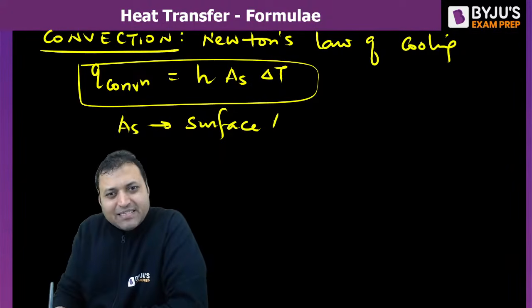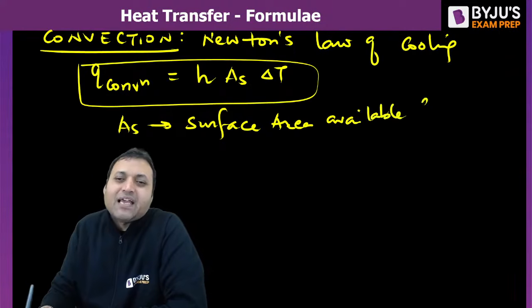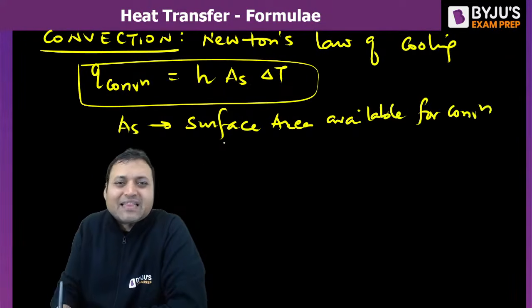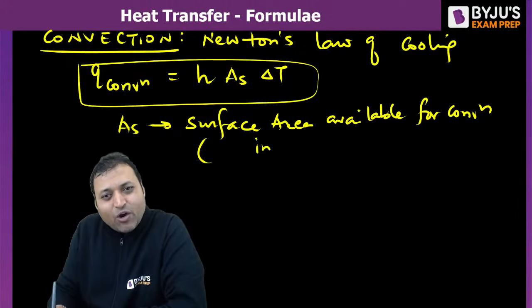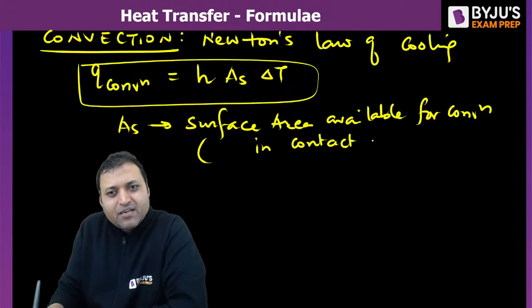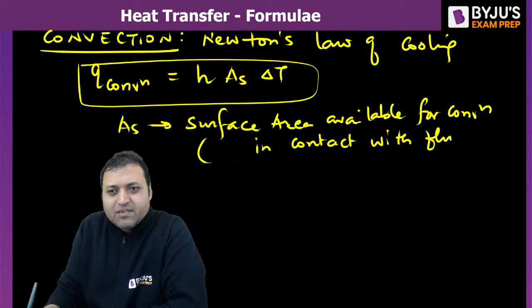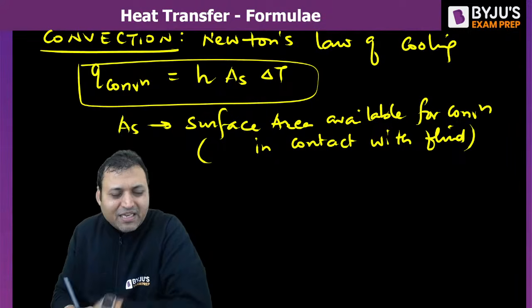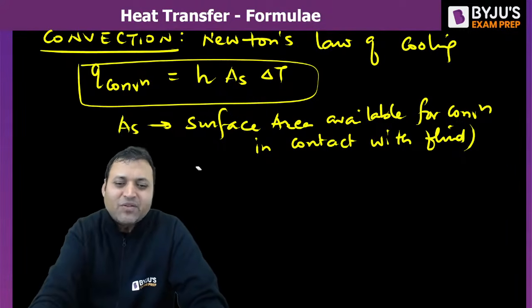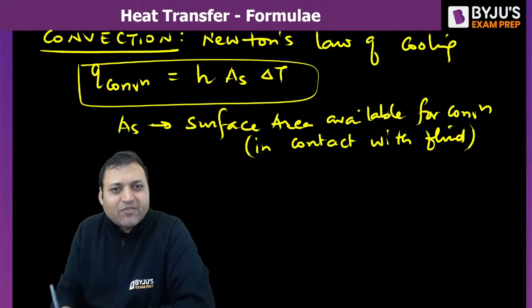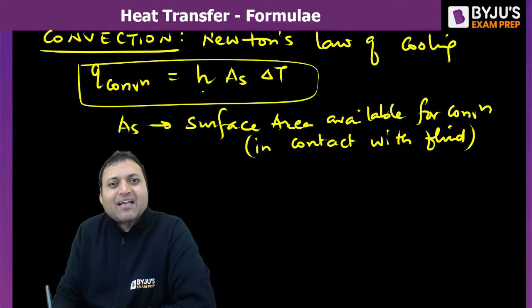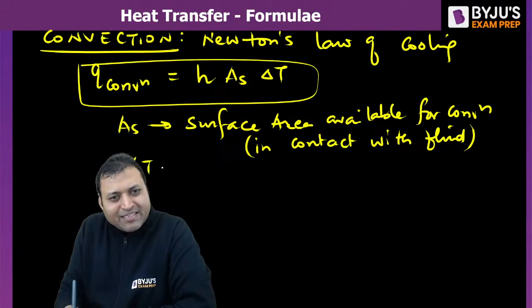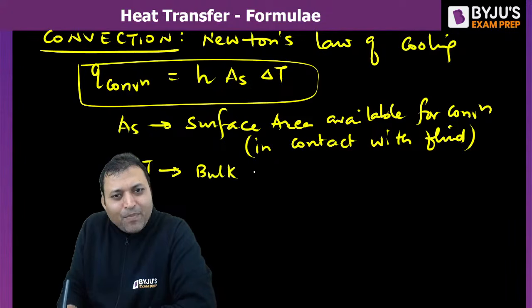All right. The surface area available for convection is nothing but the surface area in contact with the fluid, isn't it? Because convection is a surface phenomenon. So As will be the surface area which is in contact with the fluid. And what is delta T? Delta T is called the bulk temperature difference.